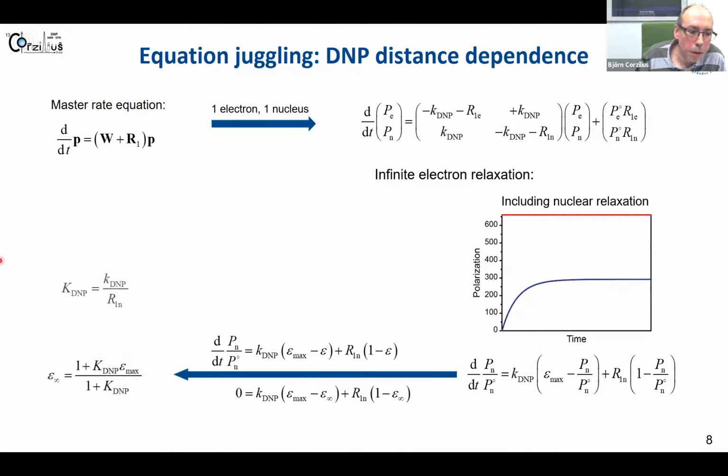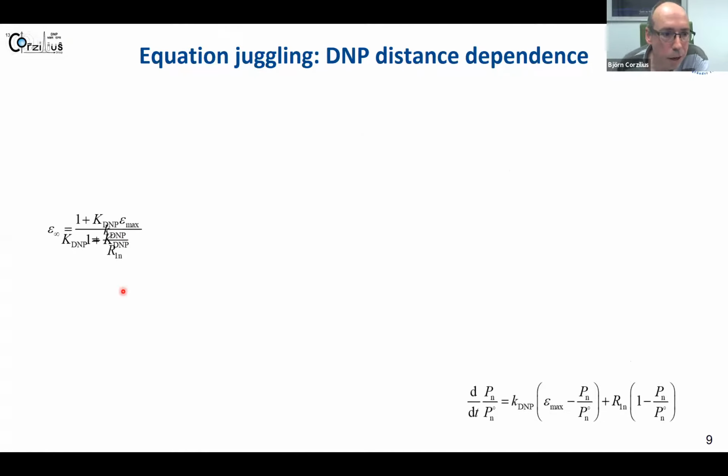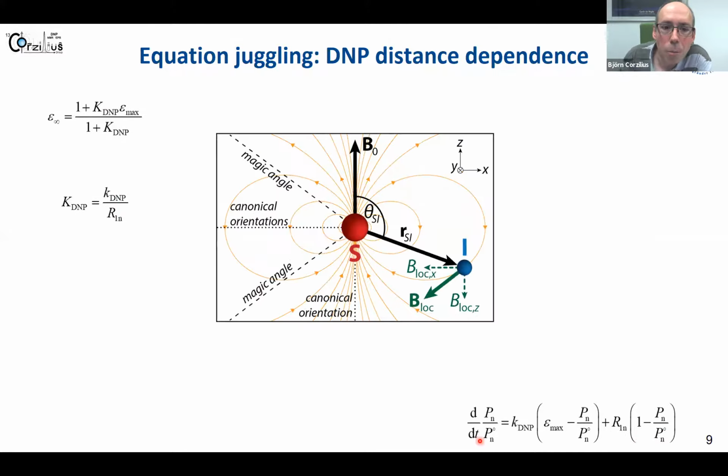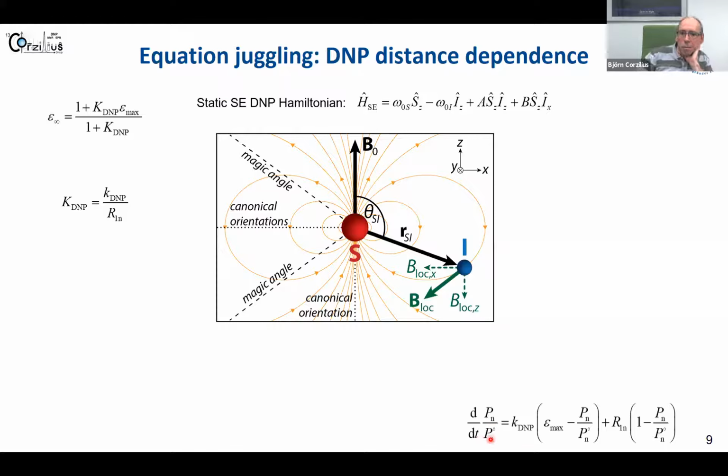In this equation we can express this steady state enhancement, and we can see that this depends on this equilibrium DNP constant, and this is practically a ratio between DNP buildup or DNP transfer and nuclear relaxation. So this is really an equilibrium constant practically. So let's keep these two equations in mind, and let's keep also this master rate equation here. So now we have to look at what are the actual DNP transfer rates. And for this, we look at the fundamental solid effect theory.